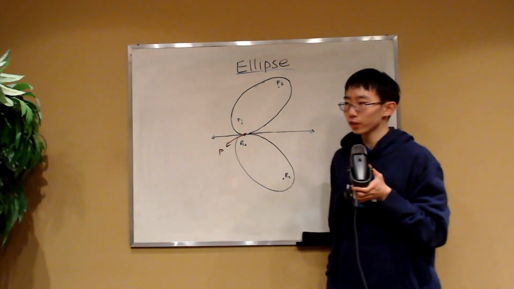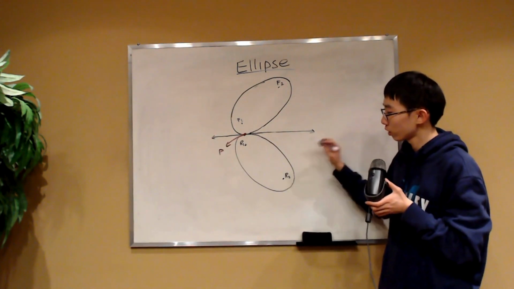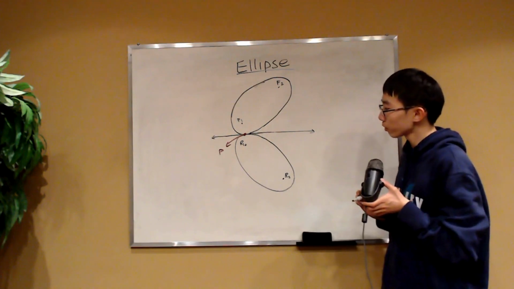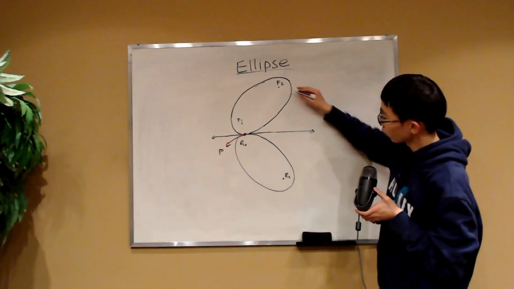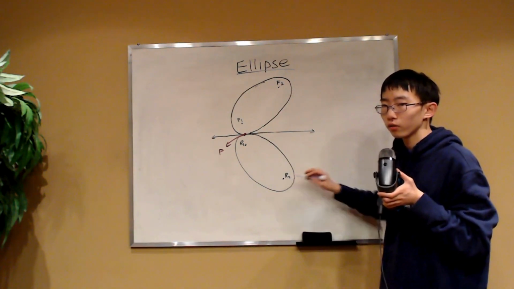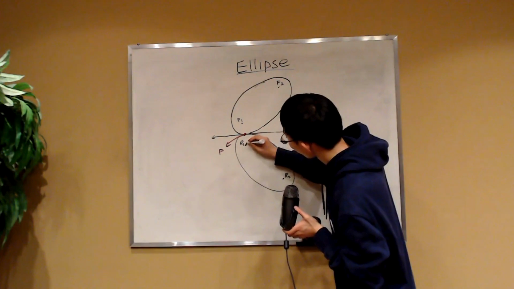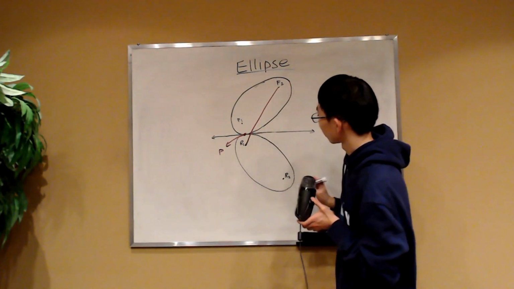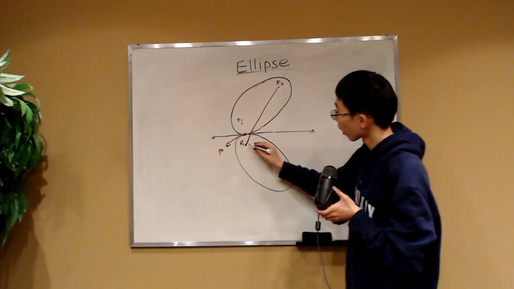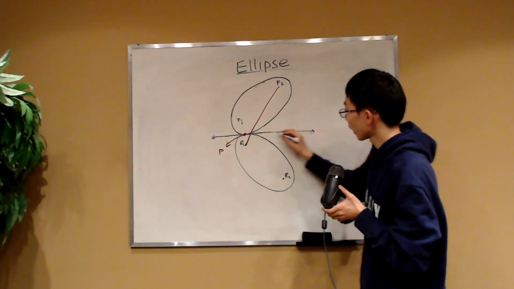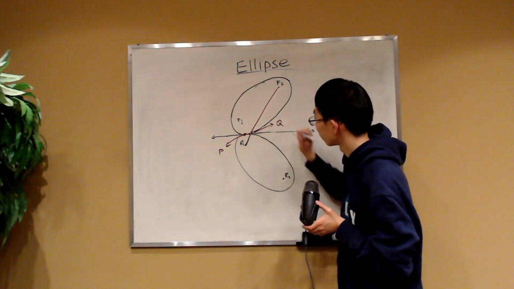The proof begins with reflecting this ellipse over the tangent line to obtain this one. Now, I've labeled the reflection of F1 as R1 and the reflection of F2 as R2. Now, the line segment I care about is the one connecting R1 to F2. And I'm going to consider the point of intersection between R1F2 and this tangent line. So I'll label the point of intersection as point Q.